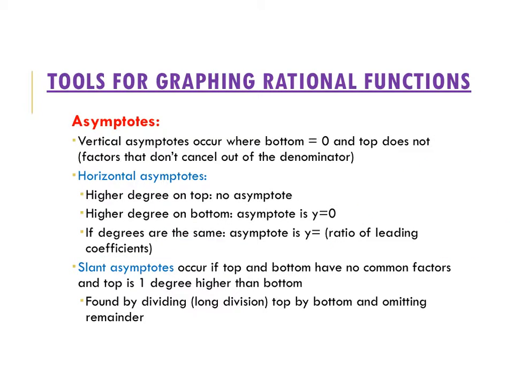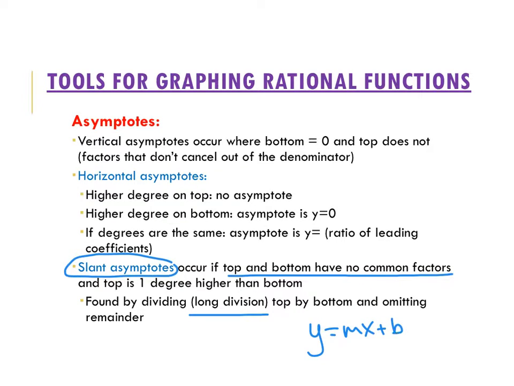The last type of asymptote, which we'll talk about later in this section, is called a slant asymptote. These occur when the top and bottom have no common factors. When we come across this, we have to use long division to figure out what the slant asymptote is because eventually it will be some sort of a linear function in y equals mx plus b form. But again, not our focus today. We'll be talking more about that next week.